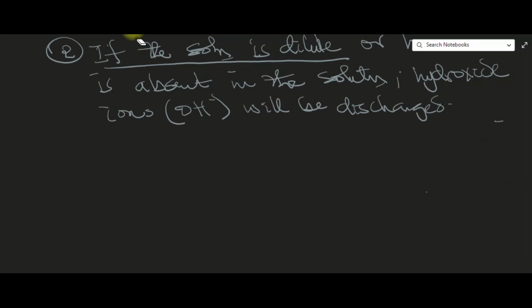The two scenarios explain what will happen at the anode. When the solution is concentrated and halide is present, or you have a concentrated halide solution in the electrolyte, halide will be discharged. But if the solution is dilute, that is a dilute halide solution, or you don't have halide at all, the OH minus from water will be discharged. That is it at the anode.